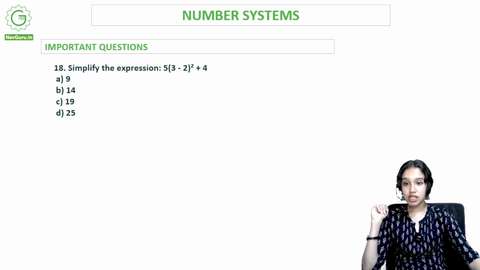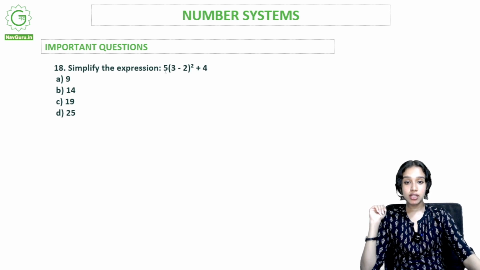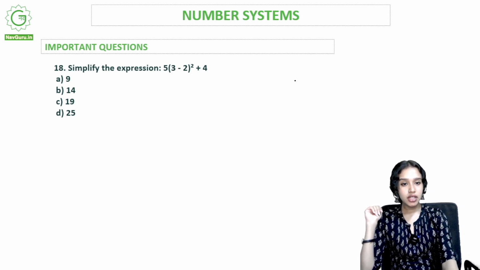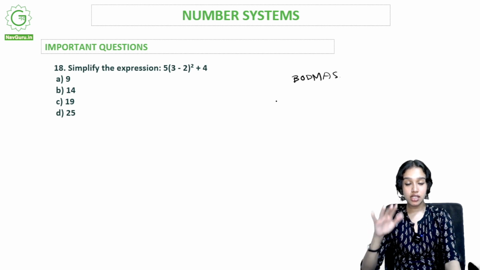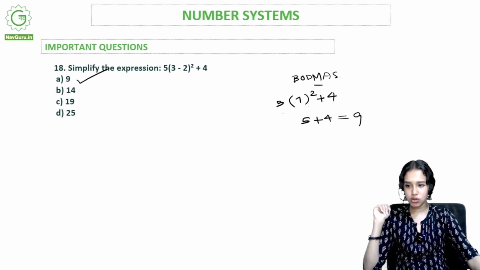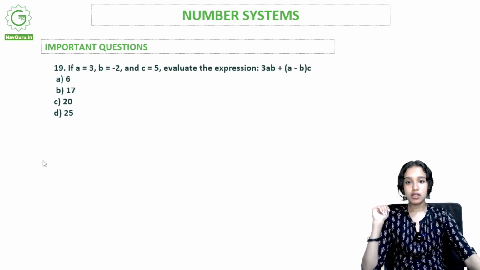Now moving on to the next slide. Simplify the expression 5 into 3 minus 2 the whole square plus 4. Again, we are using the BODMAS rule. So first we'll find the answer of the bracket. So it's 5 into 1 square plus 4. Now we have to do the multiplication. 5 into 1 is 5 plus 4, which gives us 9. This was a very easy question to solve. Now moving on to the next question.